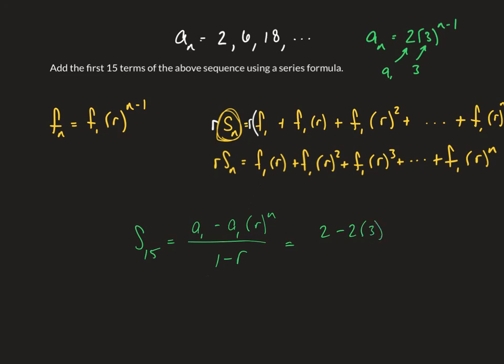We figured that out initially. N in this case is 15, because that's how many terms we're adding together. And then this is going to be 1 minus the common ratio, which is 3. And if you put that into a calculator, you'll end up with 14,348,906. And you could check that again using a summation if you wanted to. Feel free to do that.